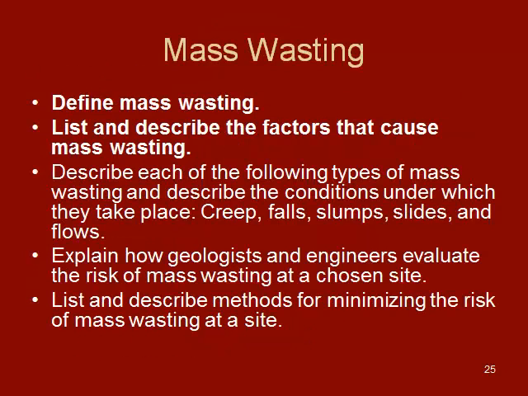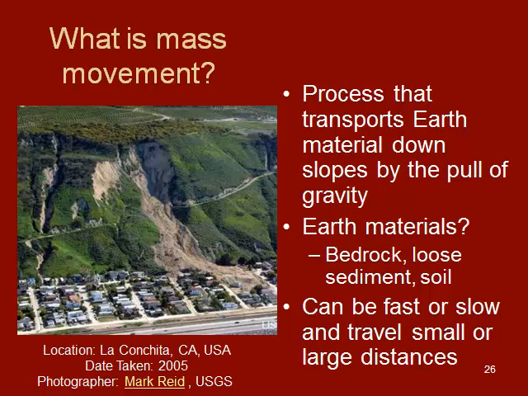So what is it? Well, mass wasting is the process of moving earth materials downslope by the pull of gravity. So what is earth material? Bedrock, loose sediment, sands, gravels, boulders, soil, trees, houses, all sorts of different stuff. And these can be moving downslope either so fast that you can't really outrun them, or so slow that you can't even see them moving, but you can see the evidence of the movement. And these can travel really far distances or really slow, so it kind of varies from type to type.